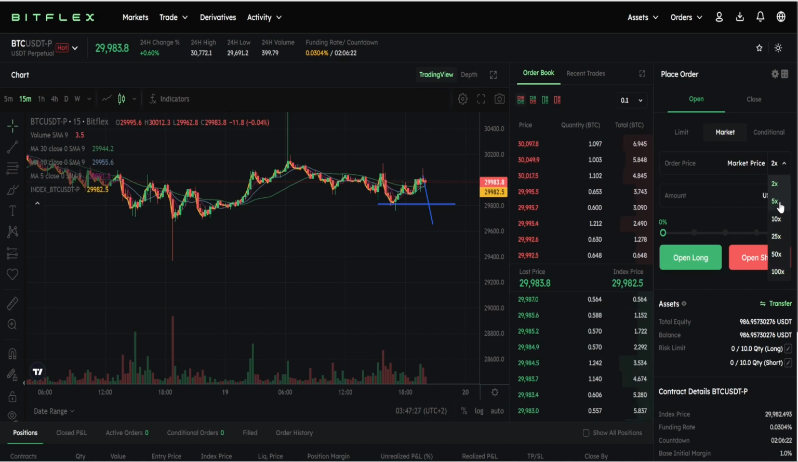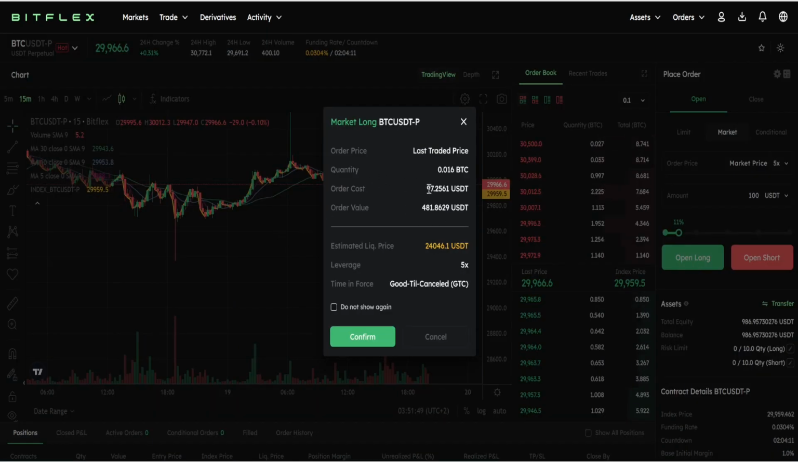But let's say that we are going for a 5x. So let's say that I want to take 100 USD to trade. So I'm taking 100 from my original account. And don't forget that you can also choose if you want to see in BTC or USDT, but I usually go for USDT. So when we are opening a long position right here, you can see that I have taken $100 from my original account, but the order value will be 481 because I am taking a 5x leverage. You can see that this is 0.016 BTC. So this is basically how we are calculating our trades from the place order section.